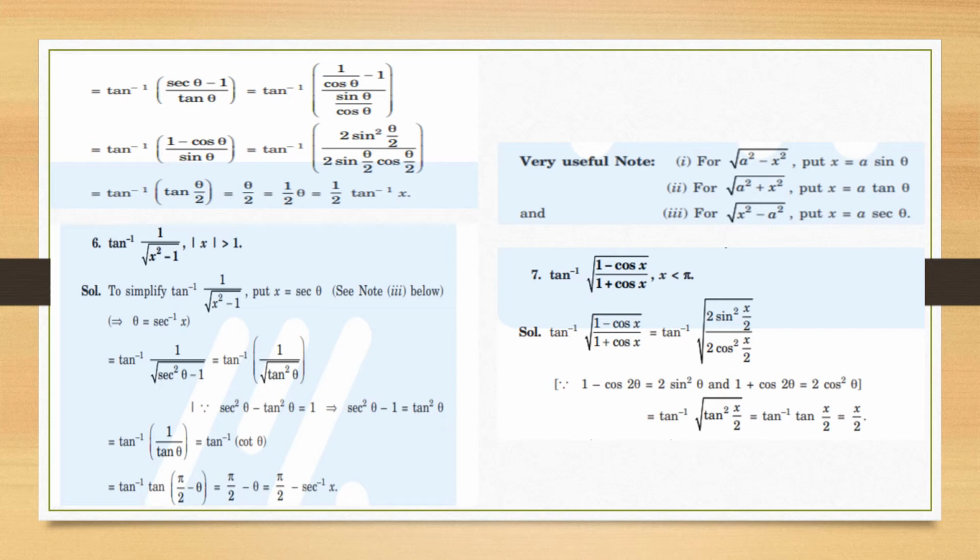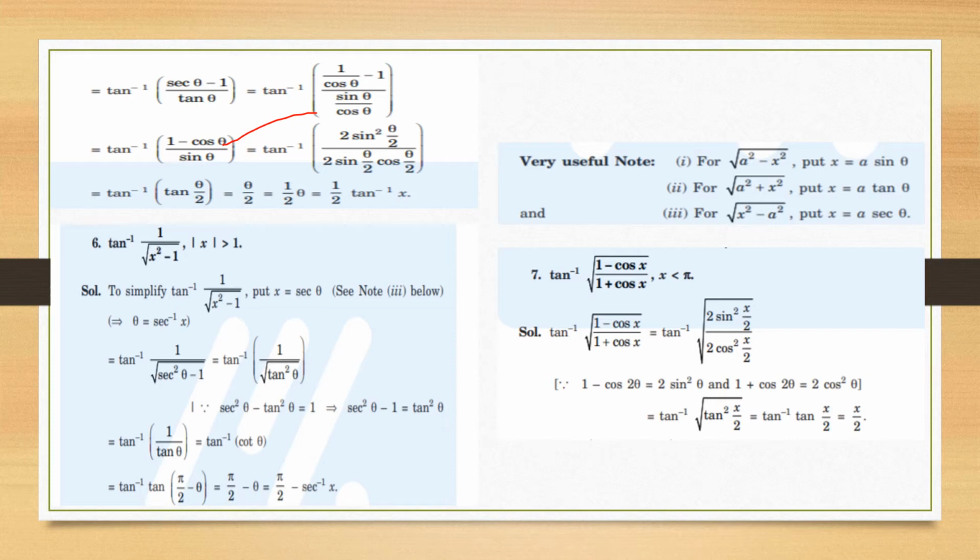Change to sin cos, it is 1 upon cos theta minus 1 upon sin theta upon cos theta. After taking LCM, it changes to 1 minus cos theta upon sin theta. Now I have to change it using the property of the 1 minus cos 2 theta formula. As 1 minus cos 2 theta is 2 sin square theta, 1 minus cos theta will be 2 sin square theta by 2. And sin theta is 2 sin theta by 2 cos theta by 2.